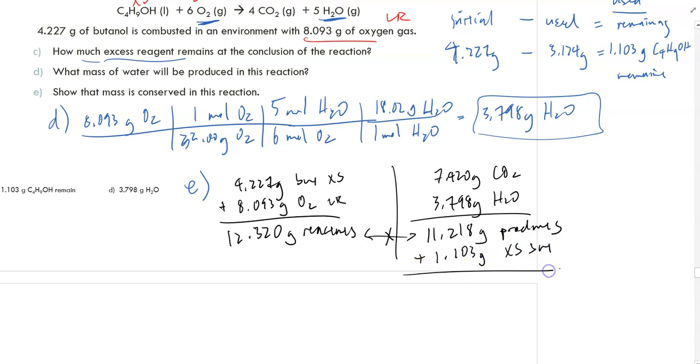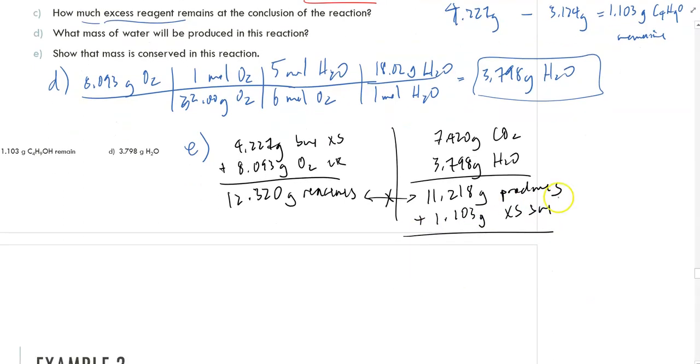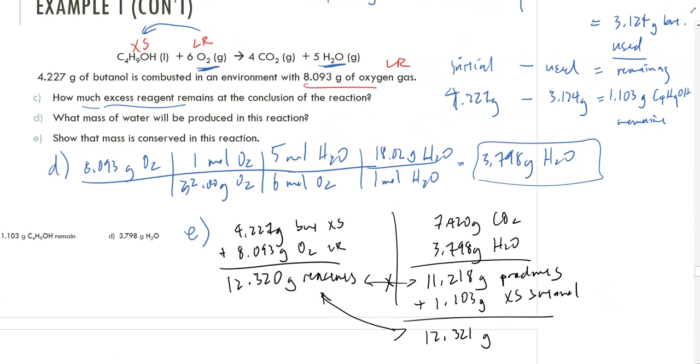If you add that together, let's label that butanol so it's easier to read, then you have the 12.321 grams, which, again, is a little bit of rounding there. But now we can basically show that we have our conservation of mass. That's just keeping track and accounting of everything. So that's basically the rundown of this problem.